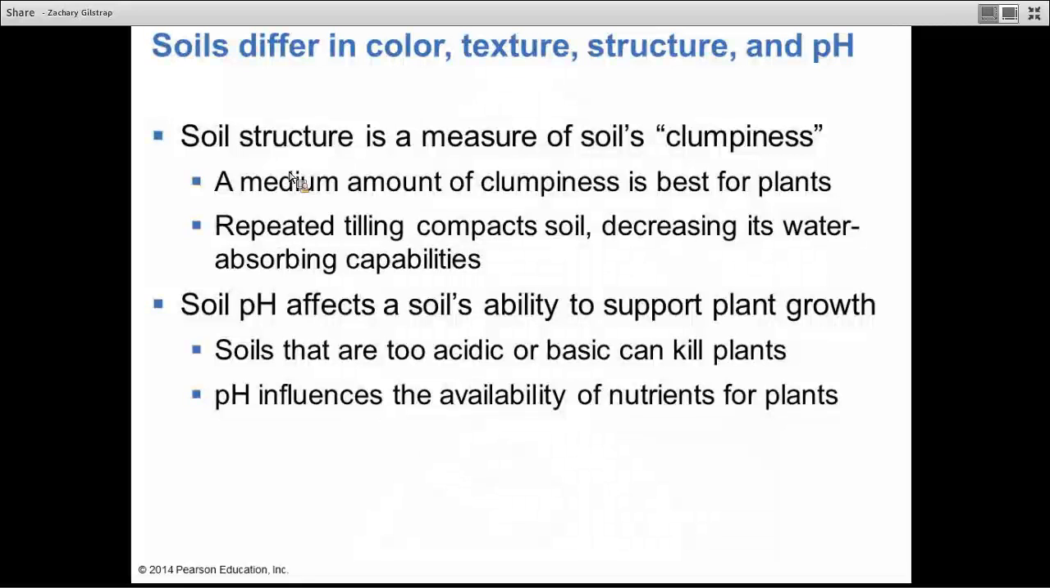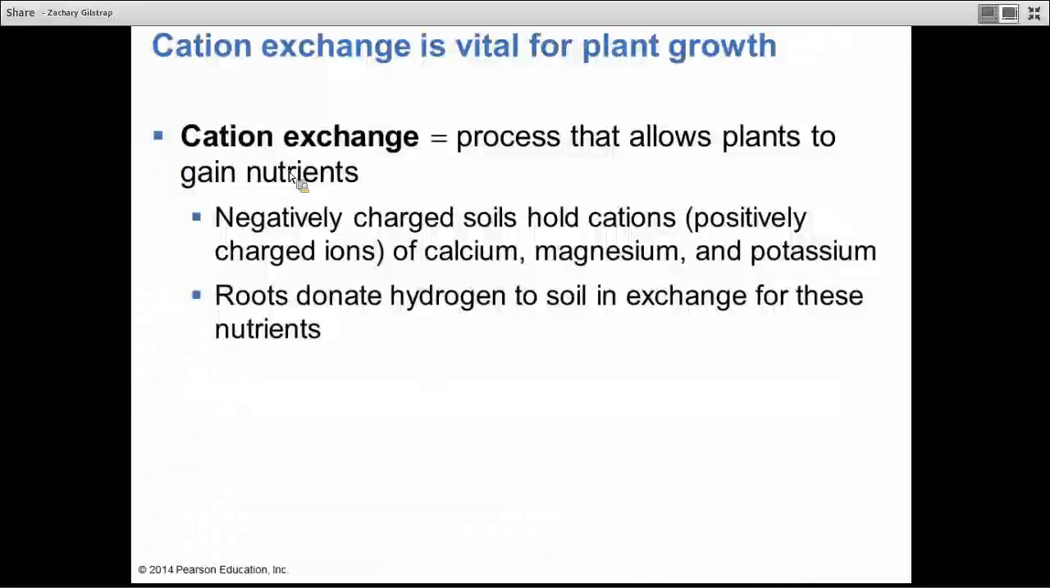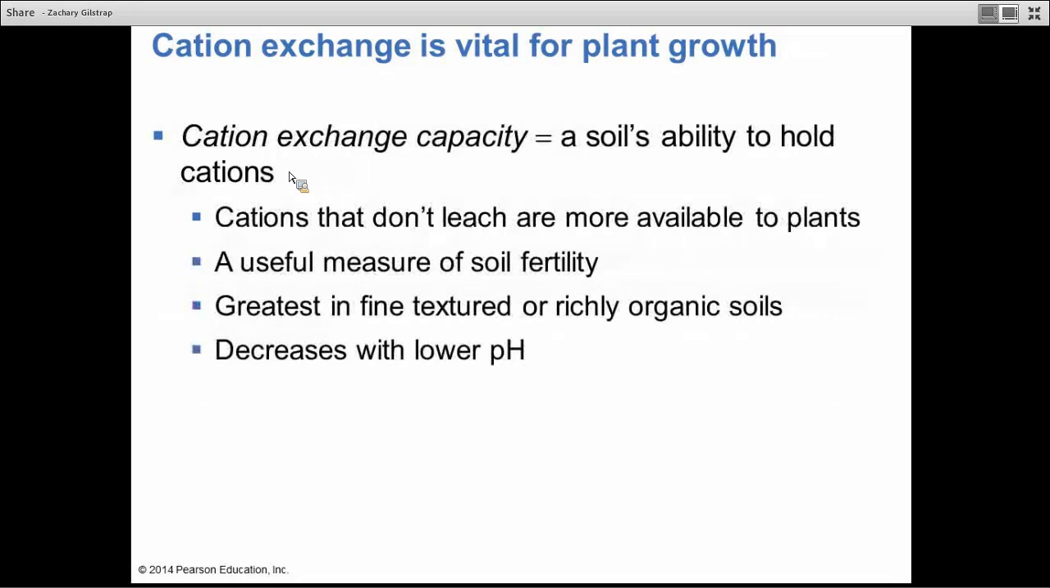So I already talked about this, but yeah. Soil structure is a measure of the clumpiness. Plants die in soils that are too acidic or alkaline. So cation exchange is something that's pretty vital for plant growth. Plants gain many nutrients through a process called cation exchange. And this cation exchange expresses the soil's ability to hold cations and prevent them from leaching, thus making them available to plants. This is a useful measure for soil fertility.